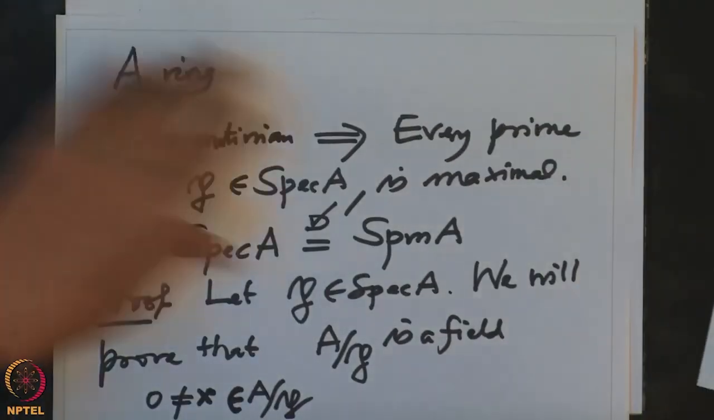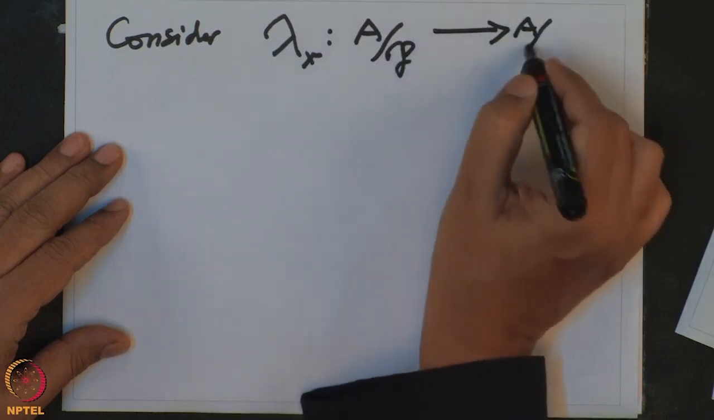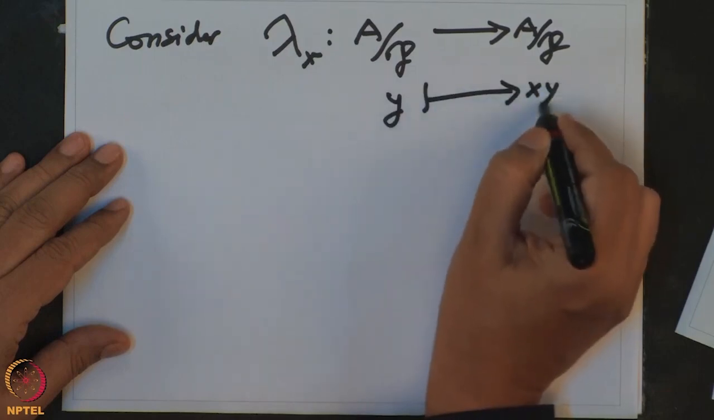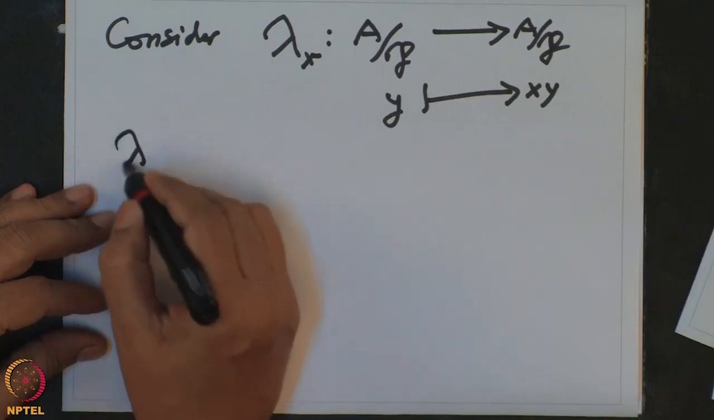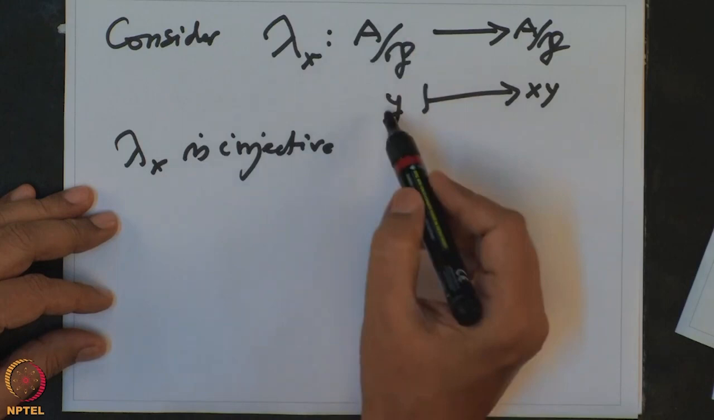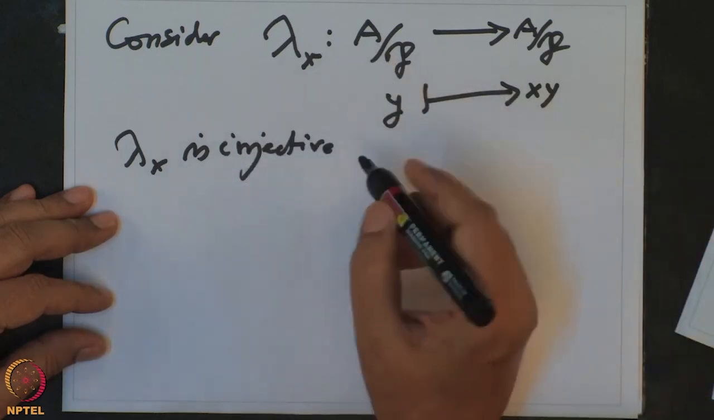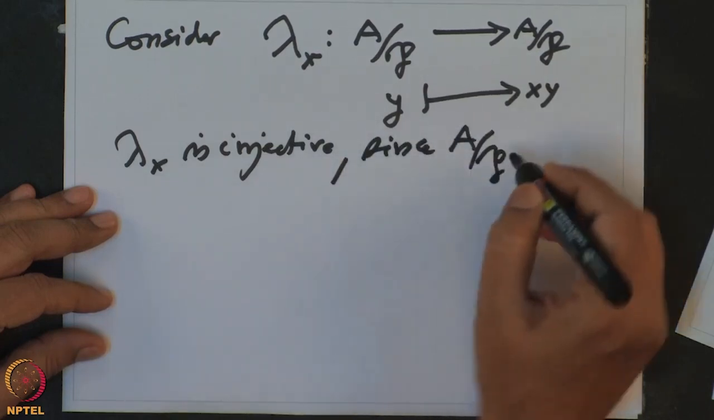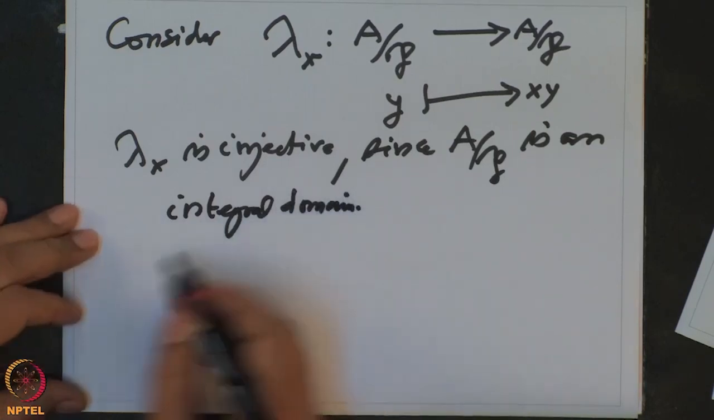All right, so how do you prove that? Let us consider the map lambda x, from A by P to A by P. The map is any y going to x times y, it is multiplication by x. Now this map is clearly injective, because A by P is an integral domain. So if xy goes to 0, then y has to be 0 because x is a non-zero element. Therefore this map is injective since A by P is an integral domain. Now I claim that therefore lambda x is surjective.